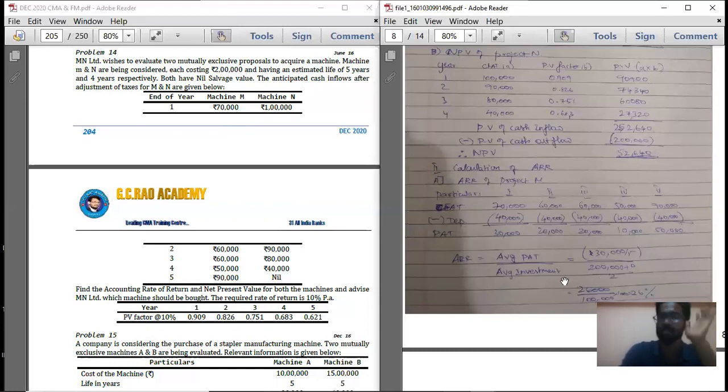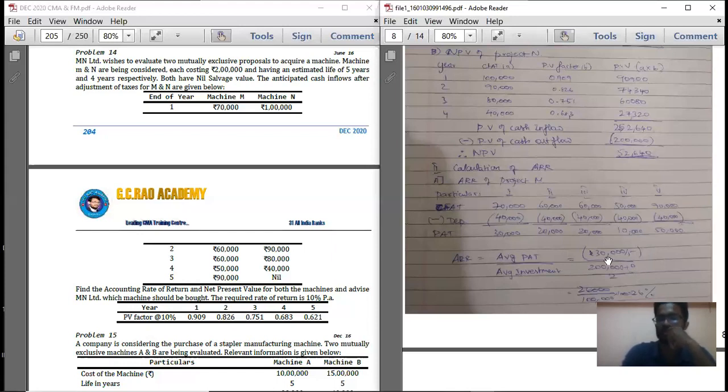We can go with normal initial investment only. This average investment will be a little confusing. So just change this average investment into initial investment itself. Average PAT divided by initial investment. So how much is the initial investment? 2 lakh rupees. So 1,30,000 divided by 5, whole divided by 2 lakh.